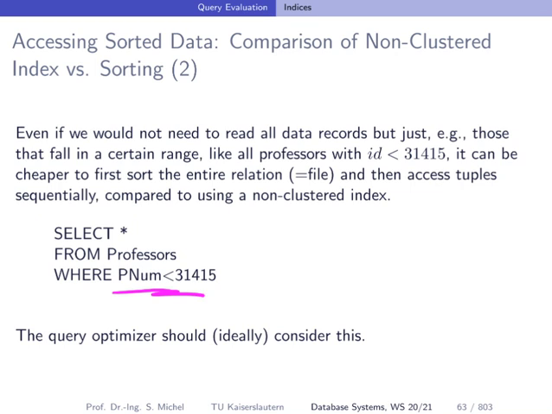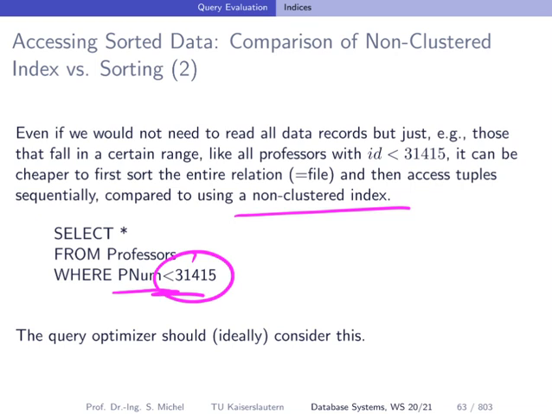In this case, the previous discussion means that it can be cheaper to sort the entire professor relation and then access the tuples up to this number sequentially compared to using a non-clustered index. This is a concrete example for the previous abstract descriptions. And now the query optimizer in the database system has to know many things in order to decide: is it really cheaper to sort the entire relation, or is it cheaper to use an existing non-clustered index?